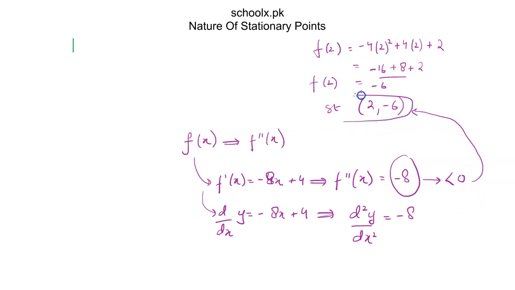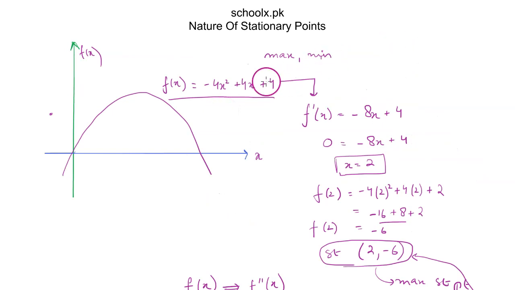So this is a maximum stationary point. As you can see, this is the maximum point on the curve. The maximum point on the curve is 2, negative 6, which also is the stationary point. A point must be a stationary point for it to be the maximum point in the curve or the lowest, the minimum point in the curve.